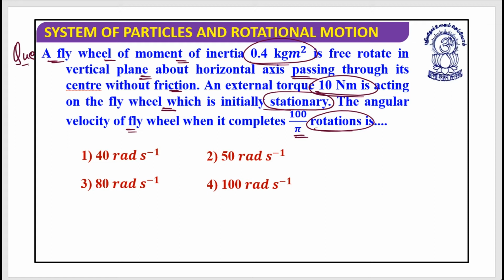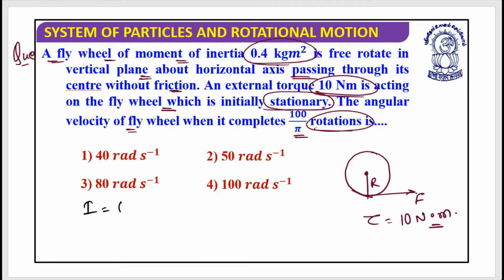So how will you do this, or what could be done? What I understand is that it is something like this. This is the flywheel, this is its center, and a force has been applied from here, and due to this force into r, a torque has been applied, which is 10 Newton meter. What other data is given? The moment of inertia of this flywheel is given, I equals 0.4 kg meter square.